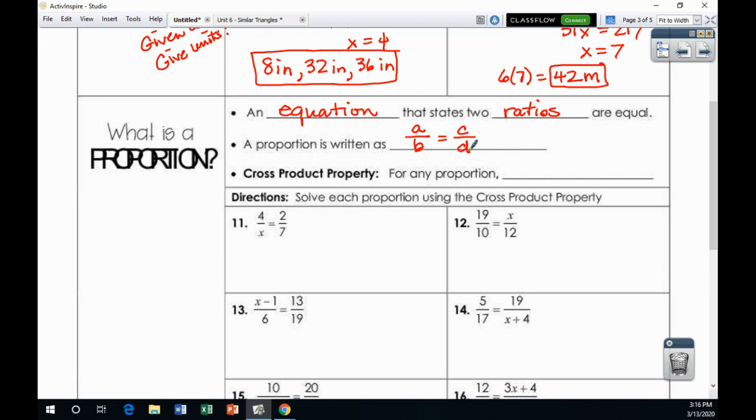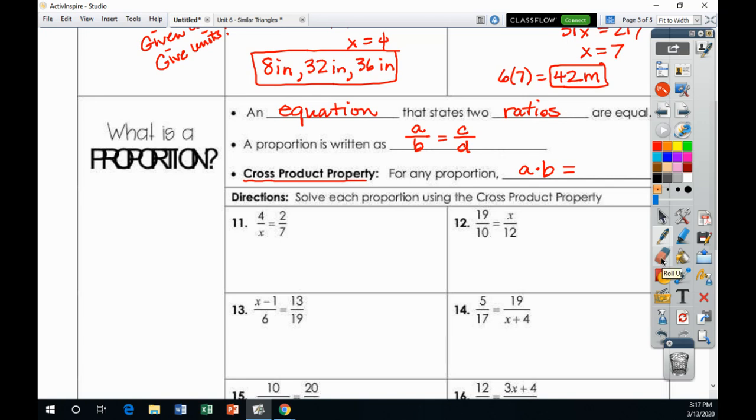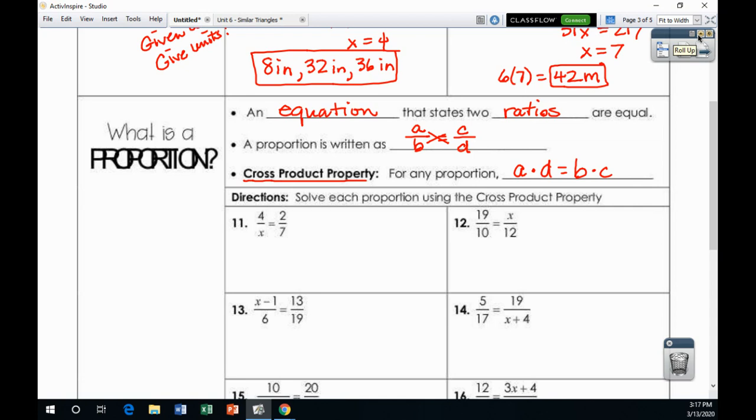And then a very, very important property is the cross product property. For any proportion, the cross products are always equal. The cross products, not A times B, but A times D. If I multiply diagonally, that product will equal the other diagonal product, which is B times C. So you say, what good is that?